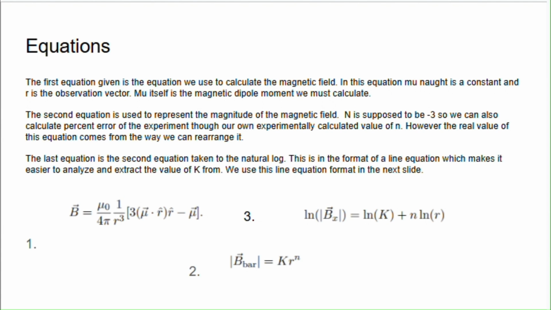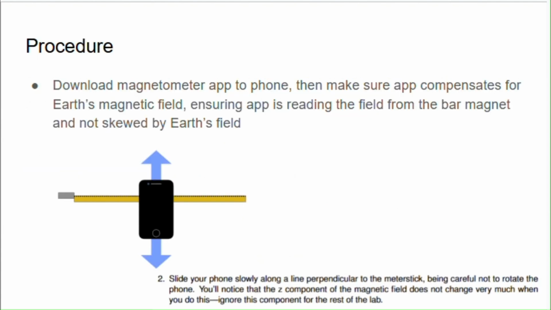calculated n. However, the real value of this equation comes from the way we can rearrange it, which is taken in the third equation where we take the natural log. This is the format of the line equation, which makes it easier to analyze and extract the value of k from it. We use this line equation format in our experiment.